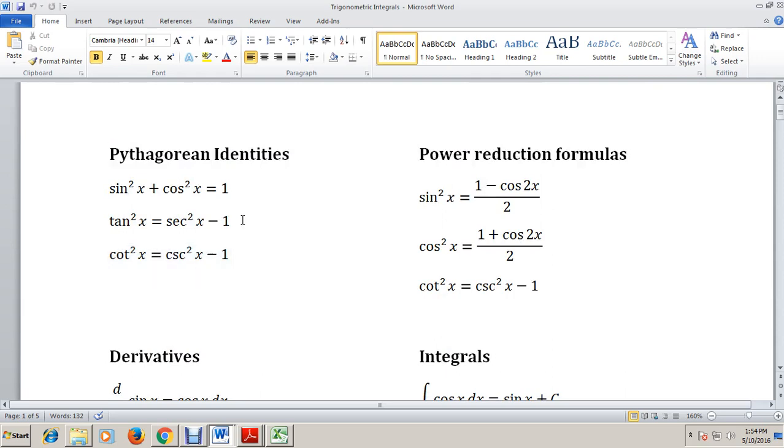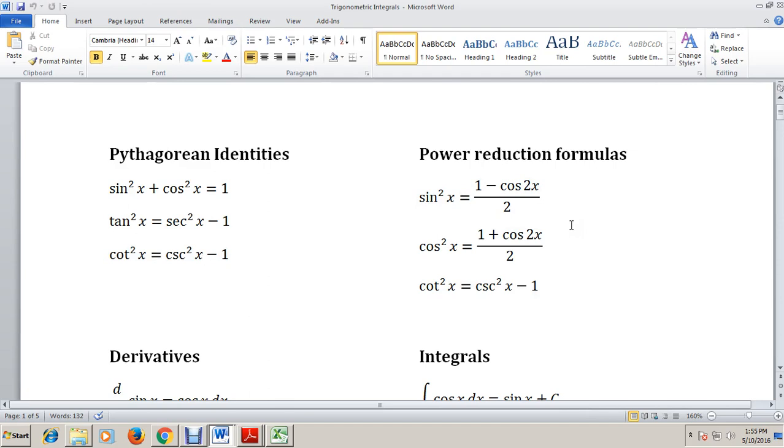Okay, so for the first item, we need to have the list for the Pythagorean identities. Of course, for this topic, I assume that you already know at this point the corresponding identities from your trigonometry. So for this list, we have the Pythagorean identities. We have sine square x plus cosine square x is equal to 1. Also, we have tangent square x equals secant square x minus 1. Cotangent square x is equal to cosecant square x minus 1.